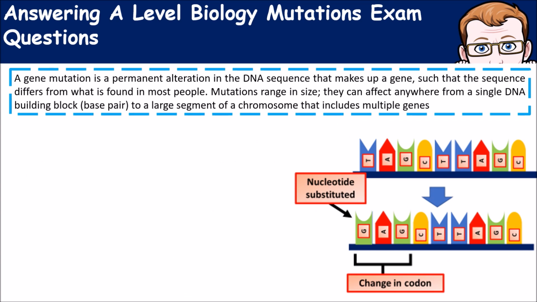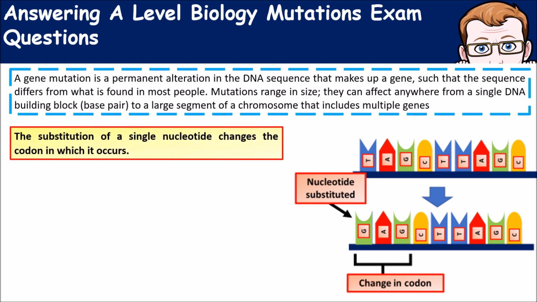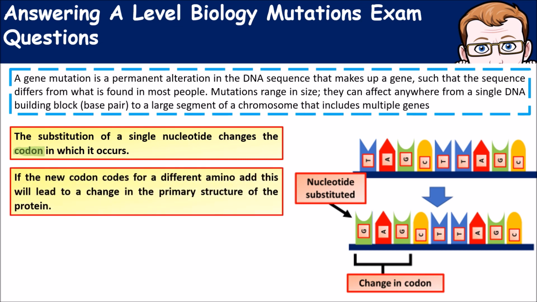A gene mutation can be caused by nucleotide substitution. The substitution of a single nucleotide can change the codon. Whenever we're talking about this, always refer back to codons. If the new codon codes for a different amino acid, this will lead to a change in the primary structure of the protein.